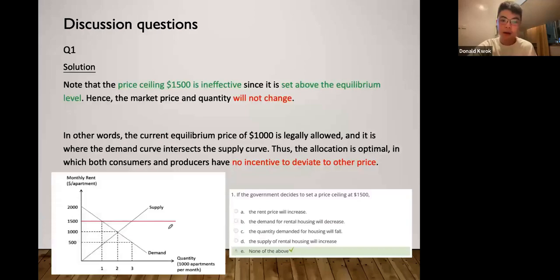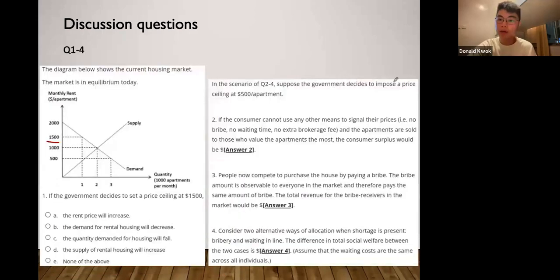Okay, so how about question 2? We have the government impose a price ceiling at $500 instead. And this time, 500 is an effective price ceiling because it's set below the equilibrium price. Question 2 says that if the apartments are sold to those who value the apartments the most, then what will be the area of consumer surplus?